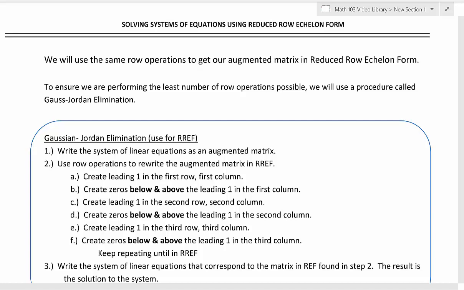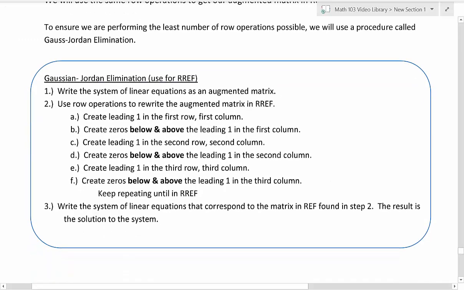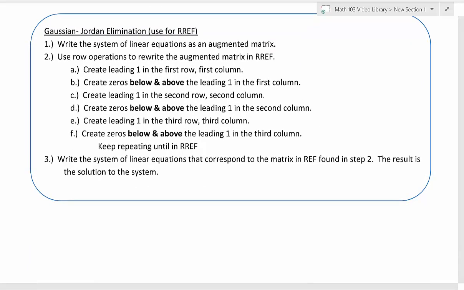In this video, we'll be solving systems of equations using reduced row echelon form. We will use the same 3 row operations to get our augmented matrix in reduced row echelon form as we used for row echelon form. To ensure we are performing the least number of row operations possible, we're going to be following a procedure called Gauss-Jordan elimination.